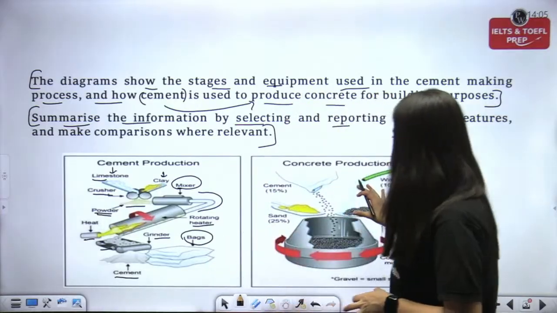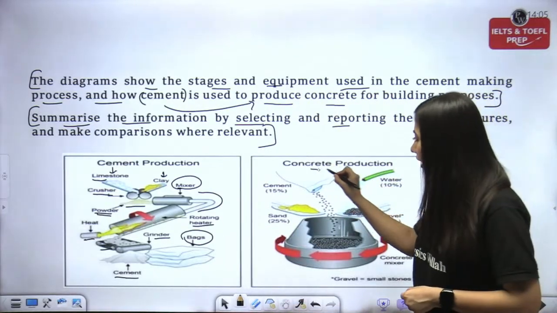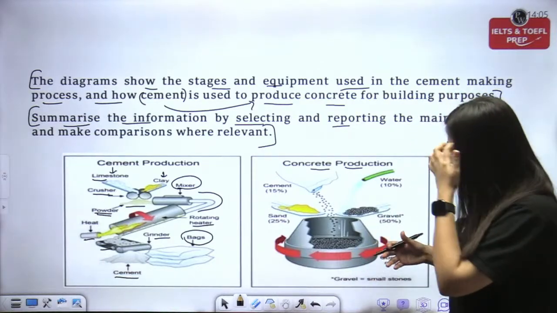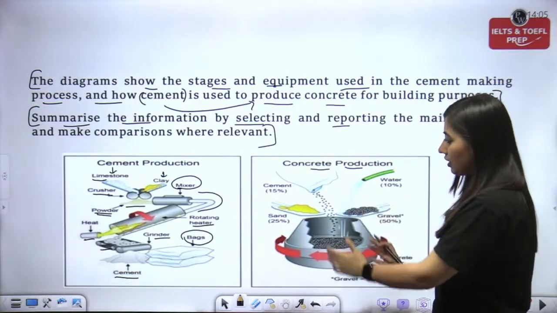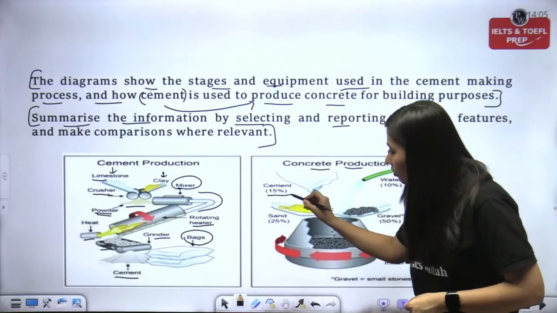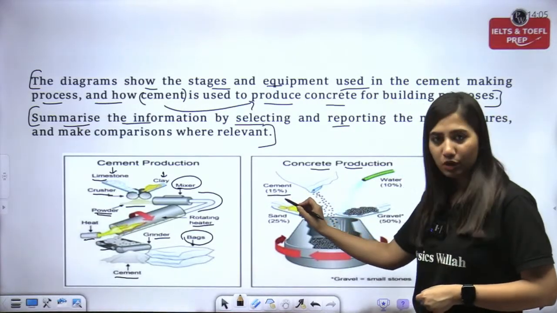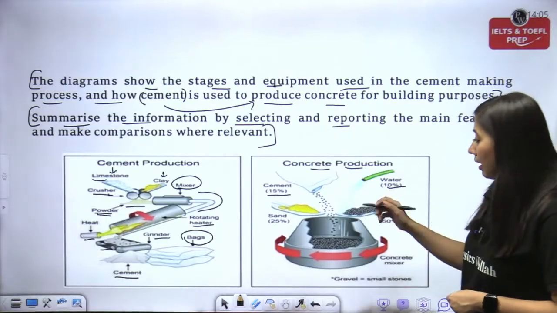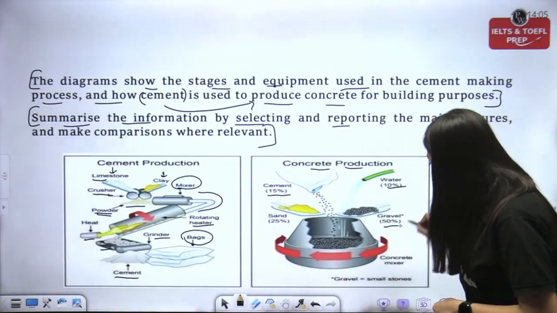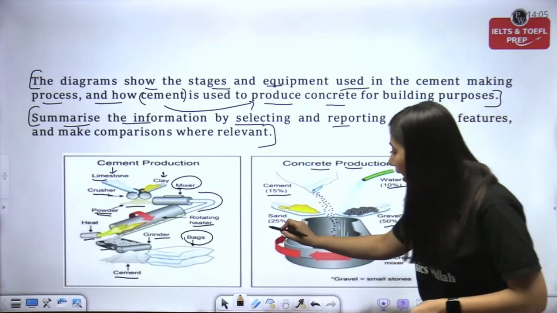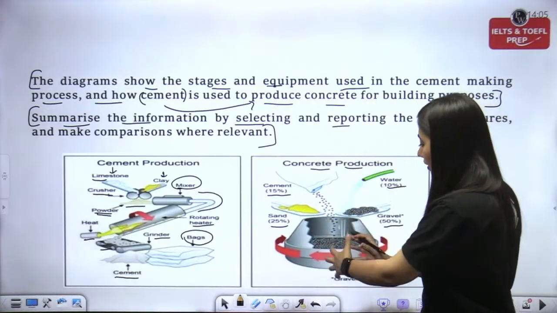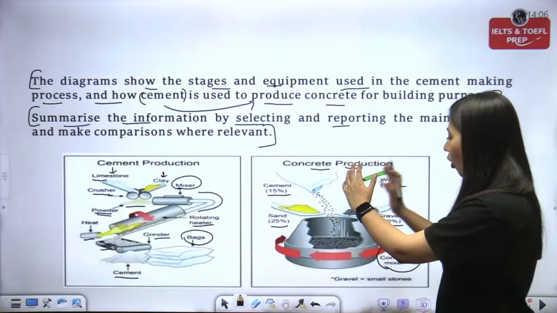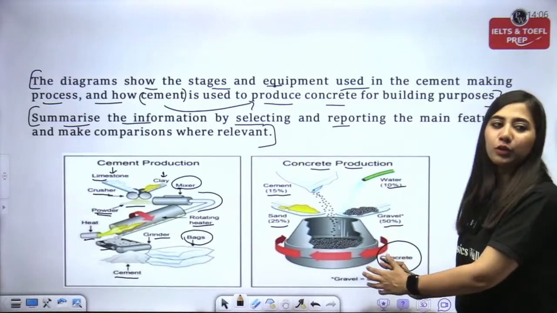And what about the next one? We have this as concrete production. Now we have to produce the concrete. Here, you just have it in a single step. Can you see this? You use cement first, which is 15%, and water, which is 10%, and then you have gravel at 50% and sand at 25%. You pour all of this in one go into the concrete mixer and mix them all together.